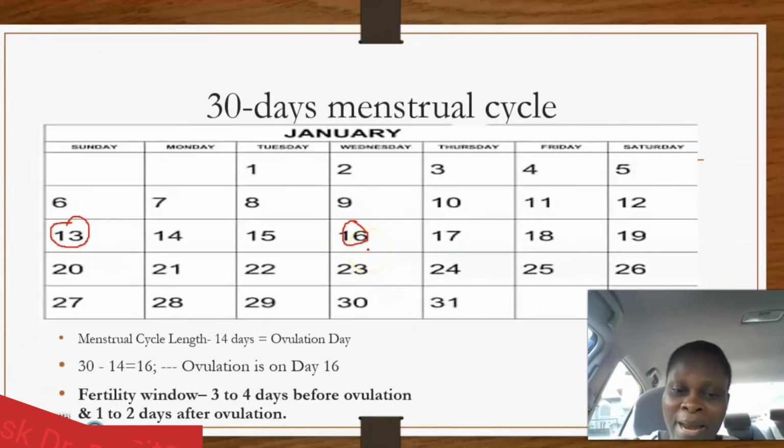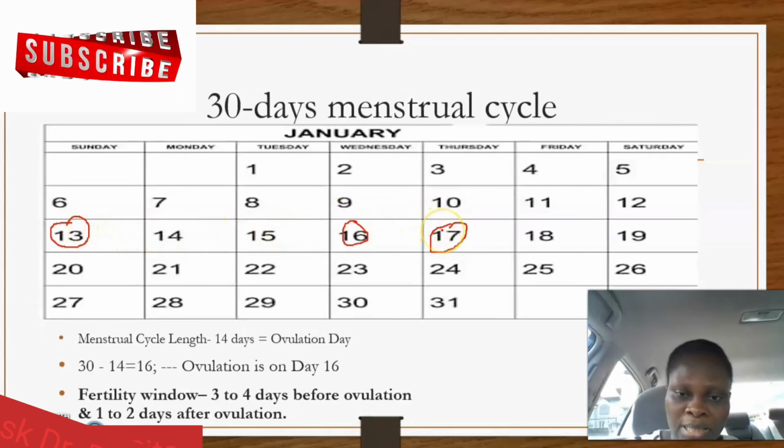Remember, the egg survives for a very short time, 12 to 24 hours. We have a very short time after the egg is released for fertilization to take place. So day 16 we'll take as the 1, and then 2. So we have our fertility window for a 30-day cycle spanning from day 13 to day 17.